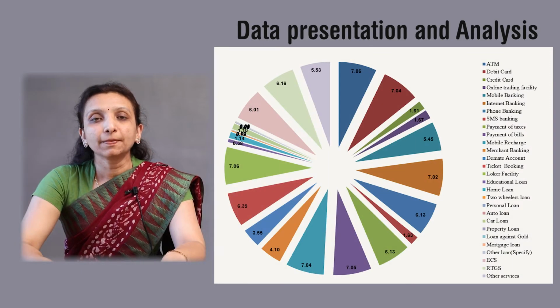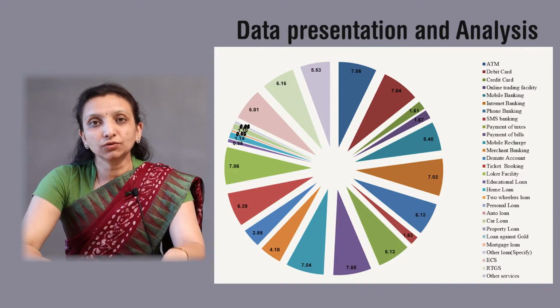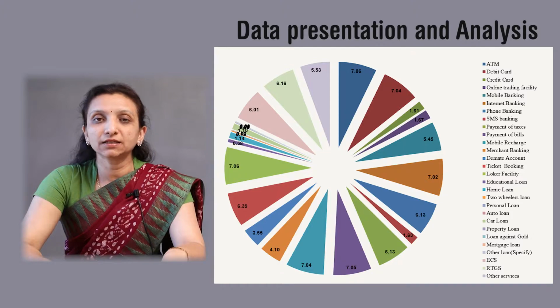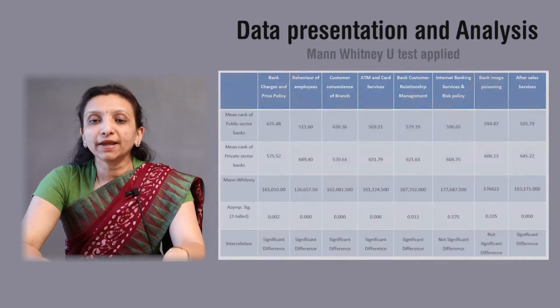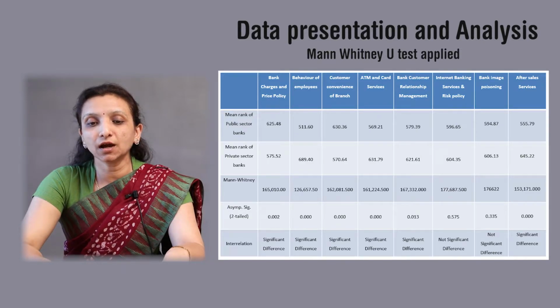Then different types of services were utilized from the retail banking services offered by banks. The maximum number of people at that time used ATM service, debit card service and credit card services. Mobile banking and other services were not much known to the people. People were utilizing the same services, but the ratio as compared to today was lower at that time. For comparison between both the sectors, the Mann-Whitney U-test is applied.